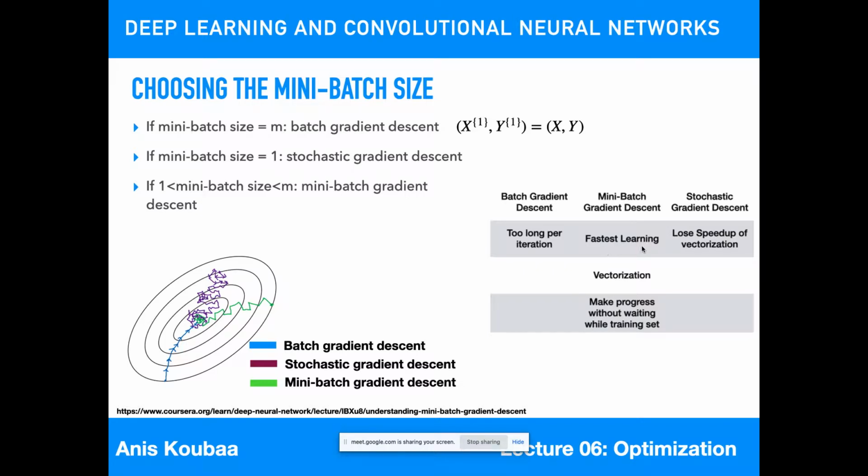But the mini batch gradient descent makes a good trade-off because it has the fastest learning, so it can learn fast. It also has less noise than the batch size equal to 1. We can implement vectorization because we are going to process several images at once, and it will make progress without waiting for the whole training set. This is the difference between the different techniques.